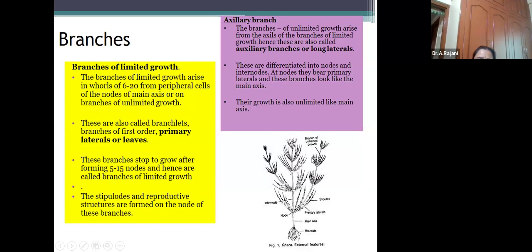These laterals of unlimited growth have the same growth characteristics as the main axis. They are also differentiated into node and internode parts, where the node part bears primary laterals. These branches look like the main axis only, and their growth is also unlimited, like the main axis.